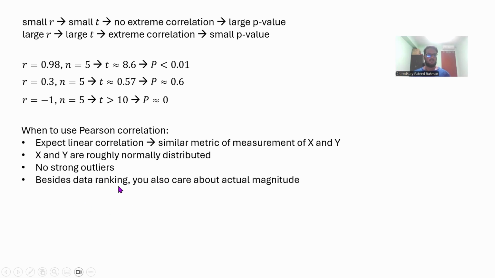Finally, if you only care about the ranks of the data, you don't really need to use Pearson correlation. But if you care about the magnitude of the data of x and y as well, then you should use Pearson correlation.